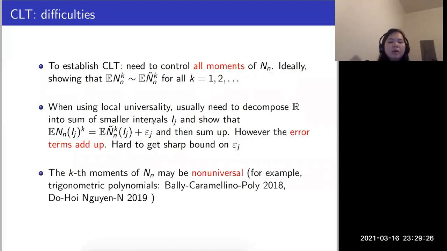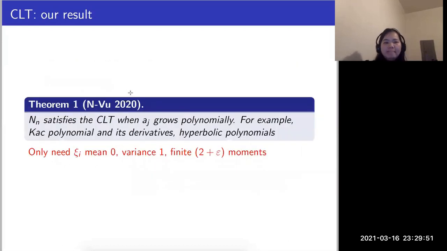And even more challenging, this is not always true, meaning the k-th moment is not always universal. As I mentioned before, we showed that for trigonometric polynomials, even in the case when k equals 2, the variance is already non-universal. So that makes it even harder.